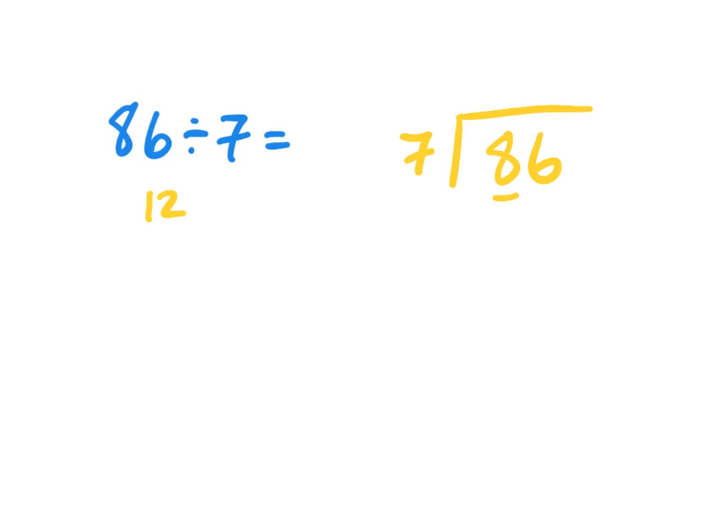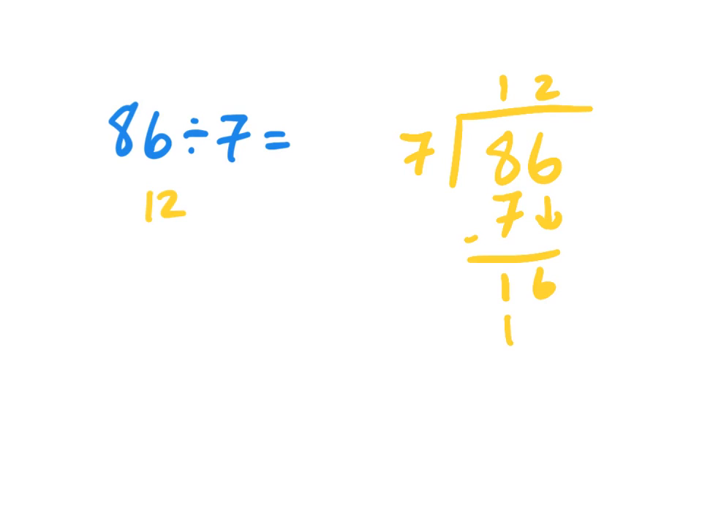7 goes into 8 one time. 7 times 1 is 7. I'm going to subtract. 8 minus 7 is 1. And then I bring down the next digit, 6. Now I'm looking at 16 and asking myself, how many times does 7 go into 16? Or how many groups of 7 are in 16? And that's 2 full groups.